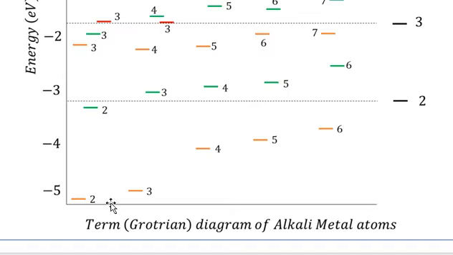Then we have 2P. You know that when the principal quantum number n is equal to 2, what are the possible values of the orbital quantum number? The possible values of the orbital quantum number are 0 and 1. So with the principal quantum number 2, the orbital quantum number has two values, 0 and 1.